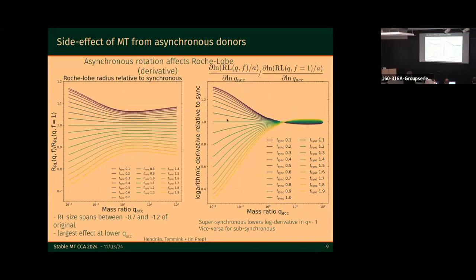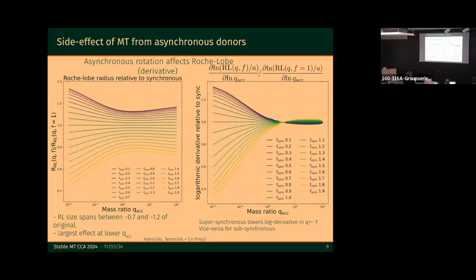But also the derivative of the radius of the Roche lobe with respect to Q changes as well. And this makes an even larger span of differences. It goes smaller for supersynchronous and larger for subsynchronous. And this goes into the stability calculations. So the response of the Roche lobe shape to changes in Q will seep into this.